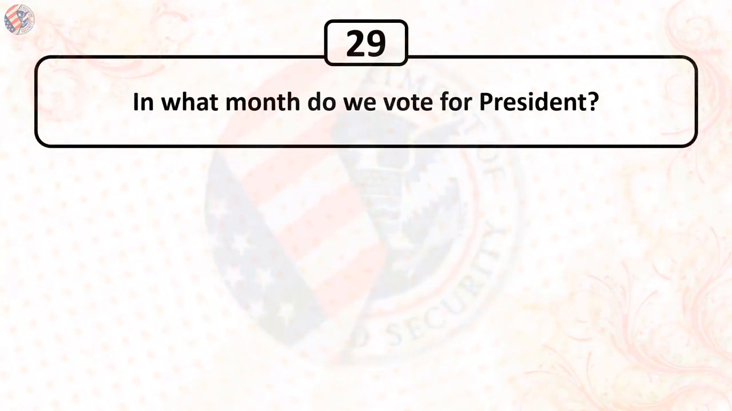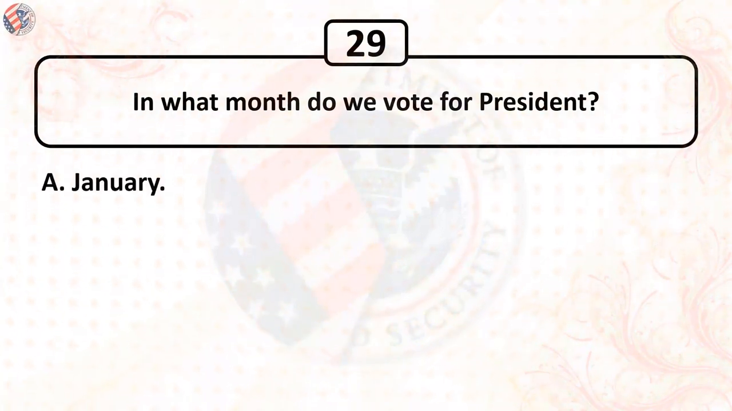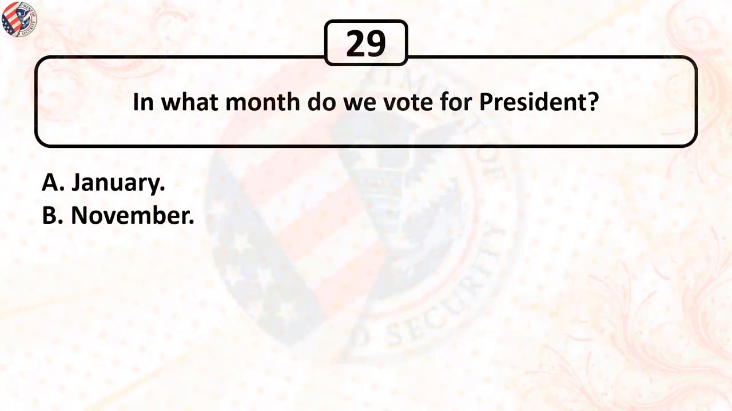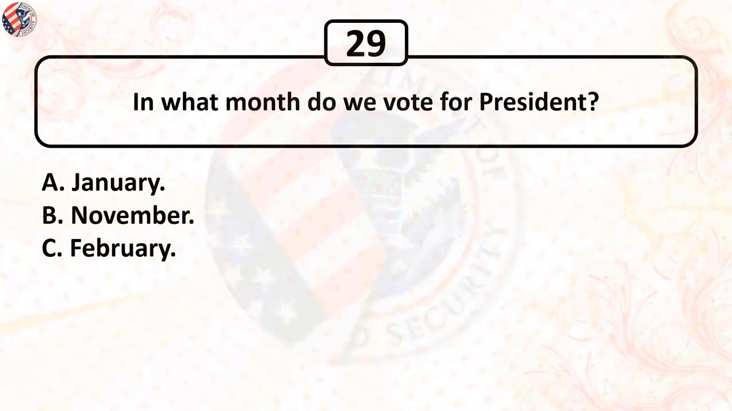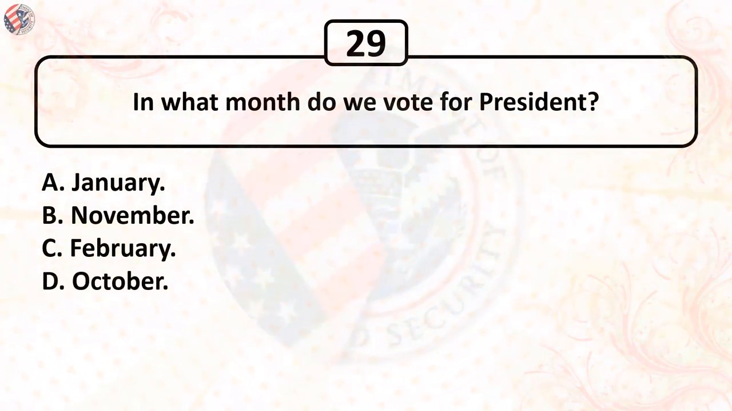In what month do we vote for president? A. January. B. November. C. February. D. October.